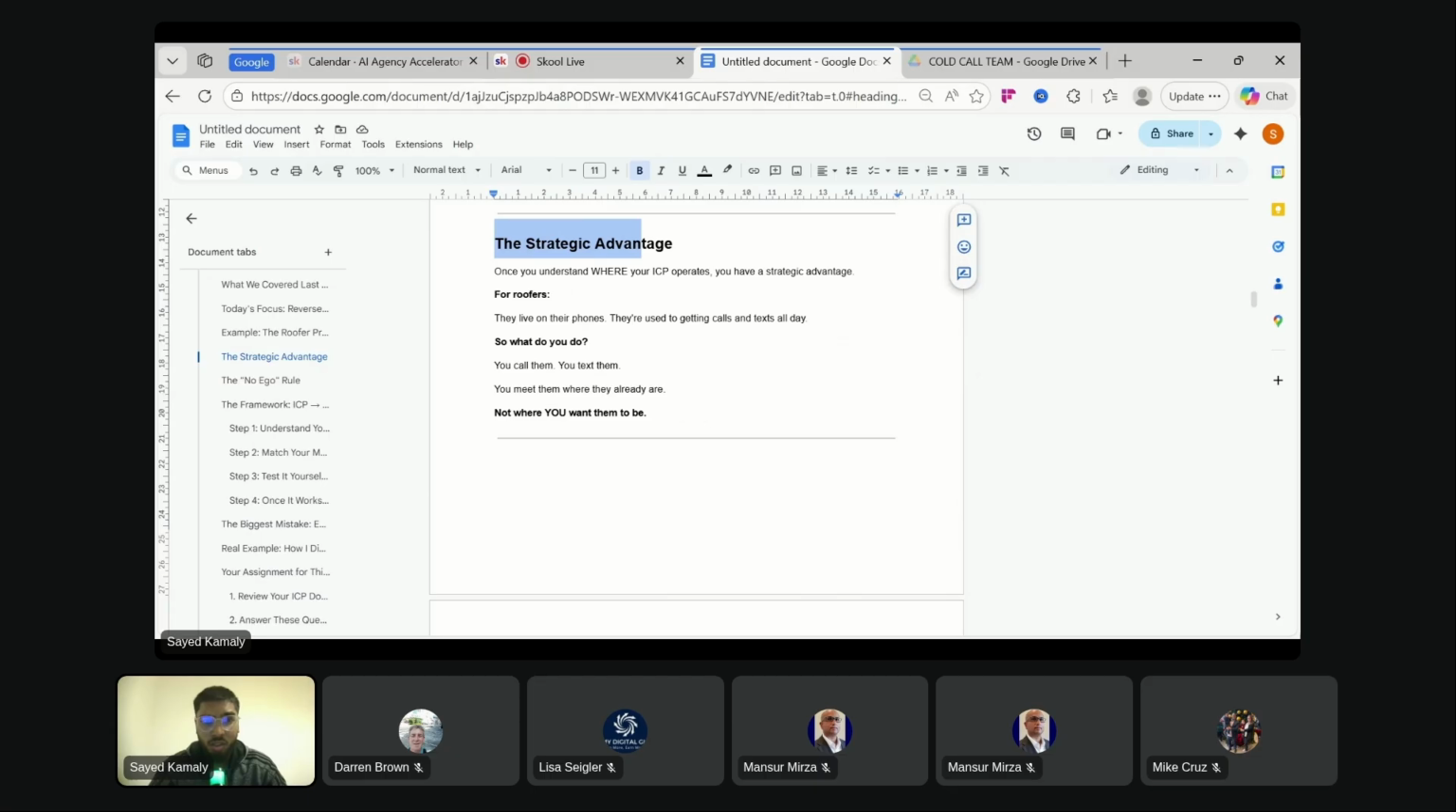You have a strategic advantage. When you understand where your ICP operates, you have a strategic advantage. Roofers, right? If we know they live on their phones, then we're going to call them, we're going to text them. That's exactly what we do. We meet them where they already are, not where you want them to be. Just because you want them to be responding to your emails, to be responding to your job applications, doesn't mean that that's where they are.